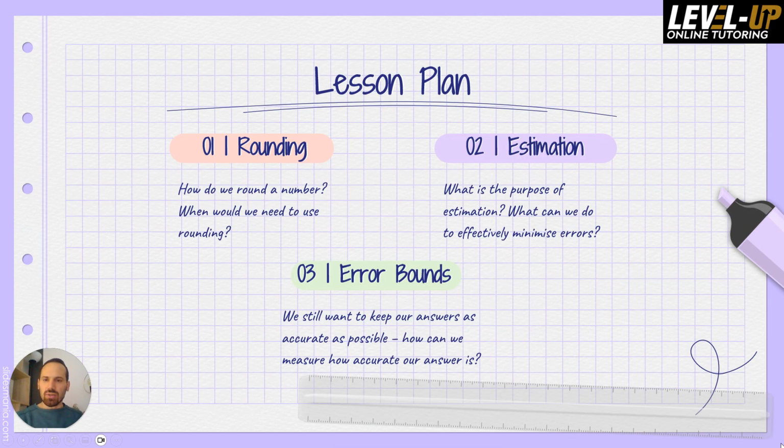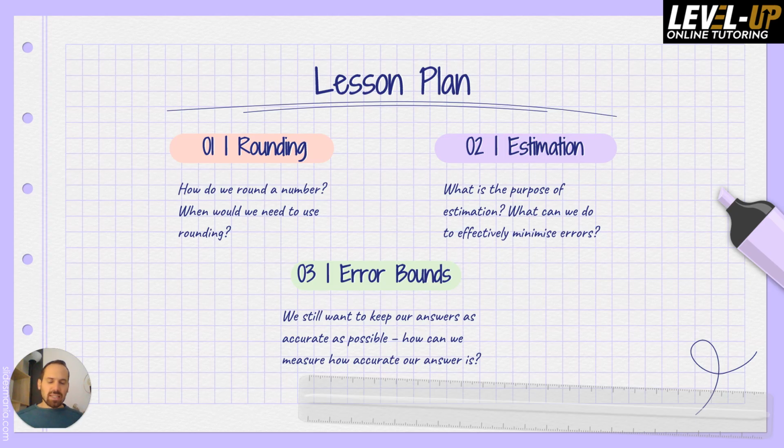So we've just got three sections to look at today. First of all, rounding. What does it mean to round a number and how do we do it? Next is estimation. So we're using rounding to then estimate something. And like I said, we'll look at why exactly would we want to estimate? Why would we not just calculate something exactly? And then finally, we look at the error bounds of those estimations.